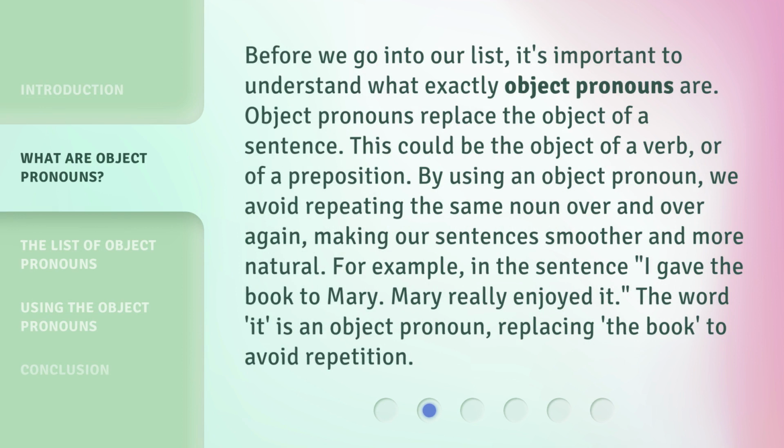Before we go into our list, it's important to understand what exactly object pronouns are. Object pronouns replace the object of a sentence. This could be the object of a verb, or of a preposition. By using an object pronoun, we avoid repeating the same noun over and over again, making our sentences smoother and more natural. For example, in the sentence, I gave the book to Mary. Mary really enjoyed it. The word it is an object pronoun, replacing the book to avoid repetition.